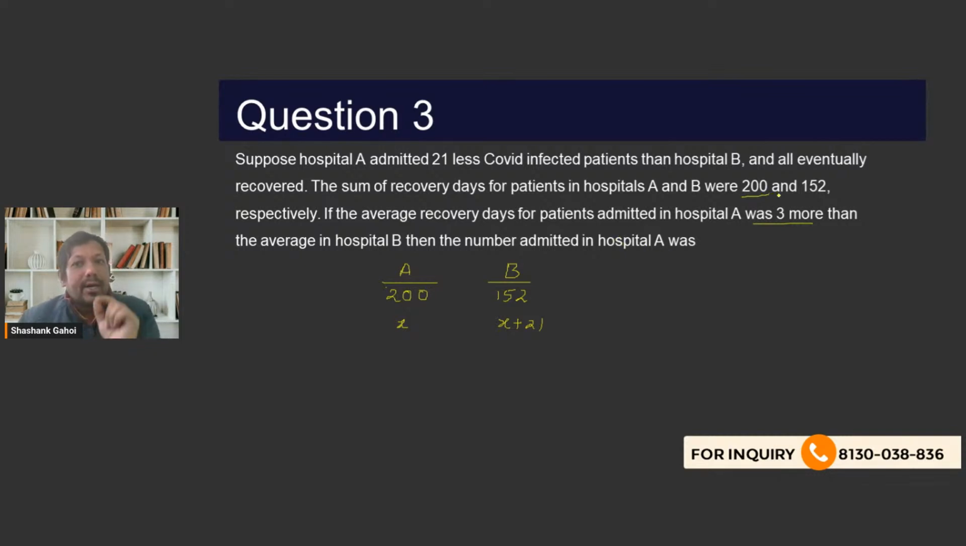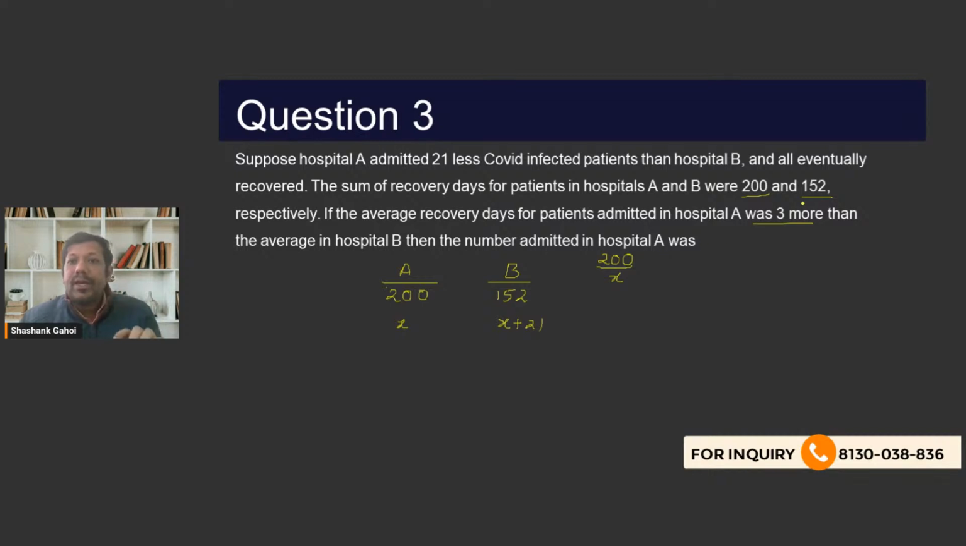Total days are 200 for X people. Total days are 152 for X plus 21 people. Right, so what is the average recovery in hospital A? Total days are 200, number of people are X, so average recovery days are going to be 200 upon X.